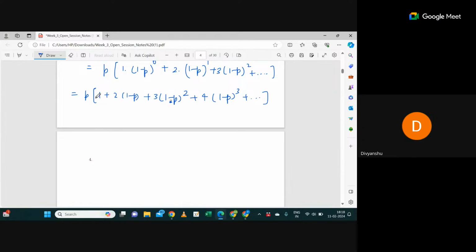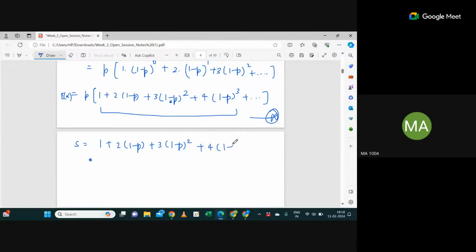Yes, sir. No doubt. So from here, to make it simple, let's consider this series as S, because we are not getting any standard pattern. I'm just naming it S. So let's write it as S equals 1 plus 2 times 1 minus p, plus 3 times 1 minus p square, plus 4 times 1 minus p cube, and so on.